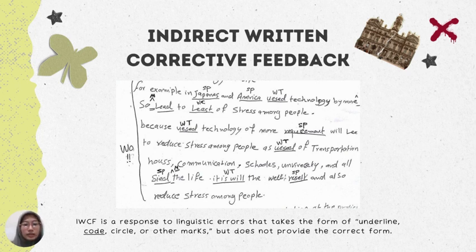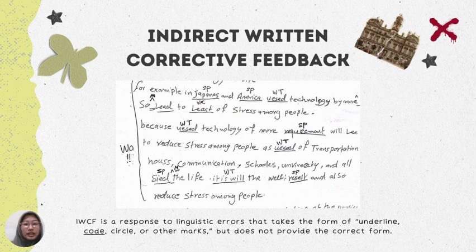Okay, next. We have to learn about indirect corrective feedback, so I give the definition here below. Indirect corrective feedback is a response to linguistic errors that takes the form of underlined code, symbols, or other marks, but doesn't provide the correct form. As I said before, they don't give the correct form of the error. Why did I underline code here? Because on this occasion we will learn about the codes in indirect corrective feedback.